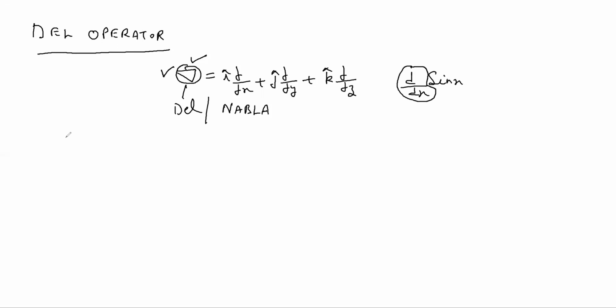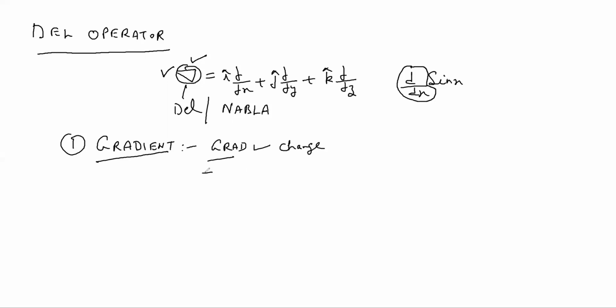Now let us discuss the three operations of del. The first operation is known as gradient, G-R-A-D-I-E-N-T. Gradient comes from the word grade, and grade means change.